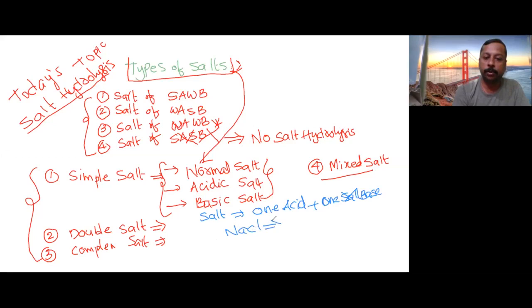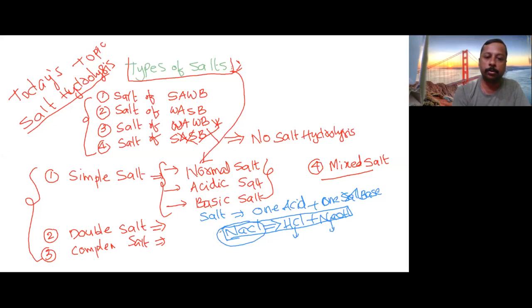NaCl, to make any salt, we require one acid. For making it, what will we take? We will take HCl as an acid and NaOH as a base. So NaCl is made up of a simple acid HCl and a simple base NaOH. That's why it comes under the simple salt.